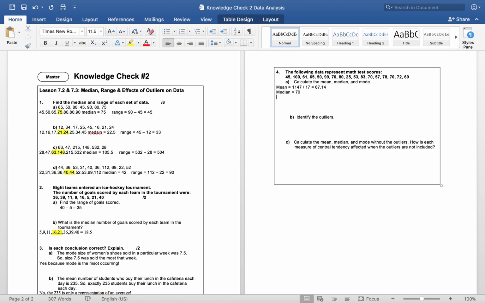And last one, it asks us to find the mode. Well, what number occurs the most up there? We should see 3 70s, so your mode is also going to be 70. So 3 marks there in part A. 1, 2, 3. In B, it asks us to identify the outliers.